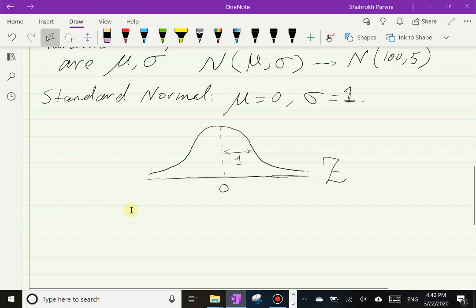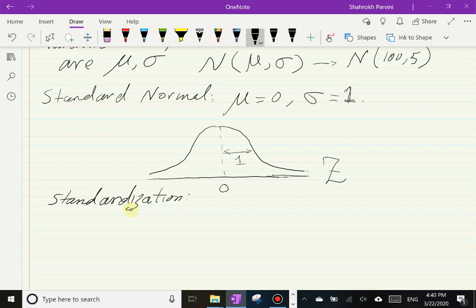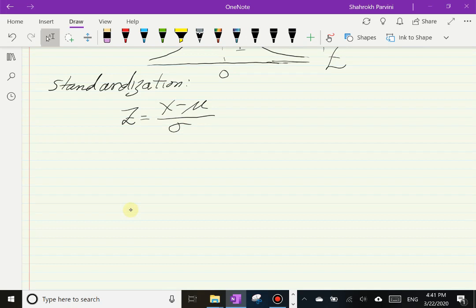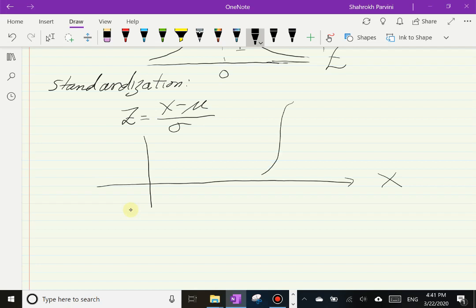So we're going to call this standardization. And this is the process by which a z is created by taking x minus mu divided by sigma. So now here's how this process works. Let's say I have a normal distribution right there, and suppose this is x. And here's what my normal distribution looks like. It's highly peaked and symmetric.